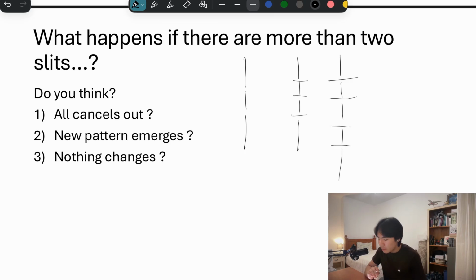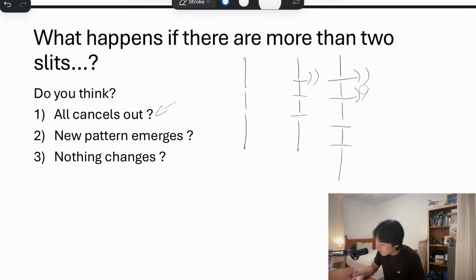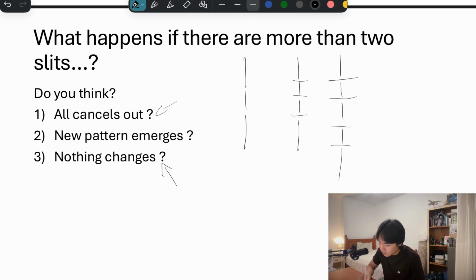So do you think: A, it all cancels out? B, a new pattern emerges? C, nothing happens? In reality, you may think it might cancel out. There might be more interference, and then these all might cancel out. Well, fair enough, it could happen, but it doesn't. Nothing changes could be true too. Maybe these two act as one interference, these two act as another, and nothing changes. Perhaps. Or a new pattern emerges, and the real answer is somewhere in between 2 and 3.